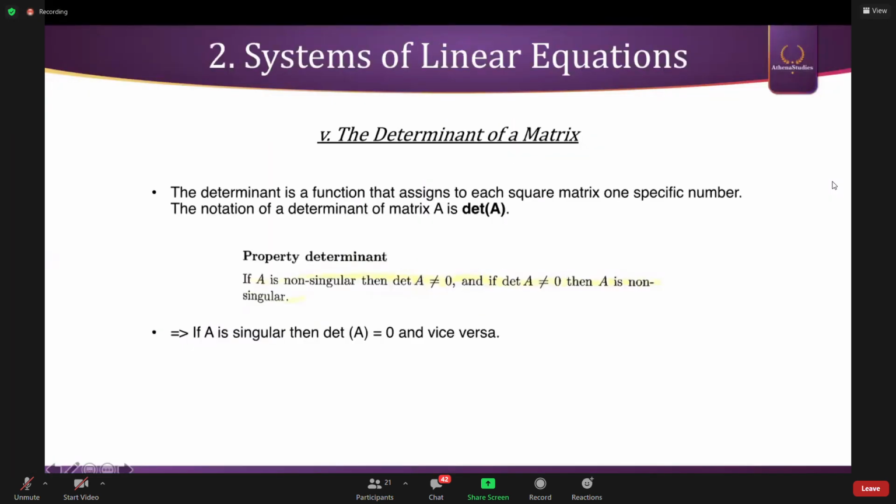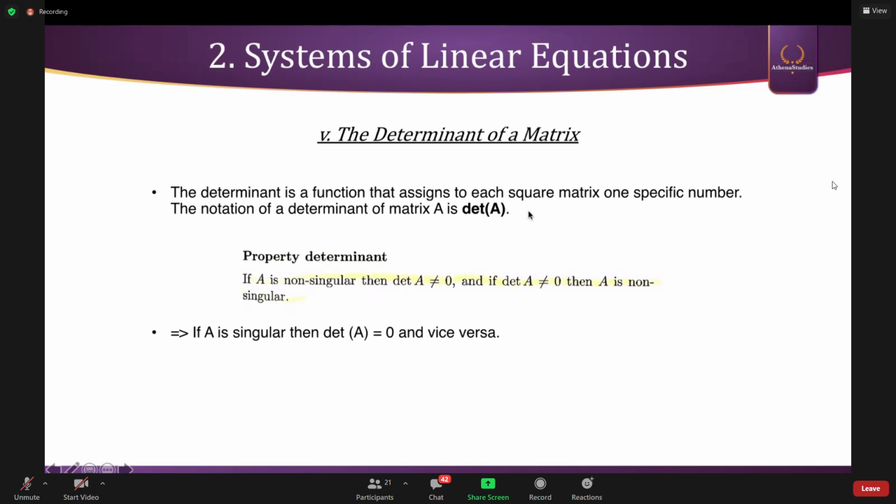From the inverse of the matrix to the last thing we'll discuss in chapter 2, the determinant of a matrix. So the determinant is actually a very pleasing exercise to work with because it's really easy. It only involves a little bit of calculus, but that's why we have calculators, right? So what is a determinant? A determinant is a function that assigns to each of the square matrices one specific number.